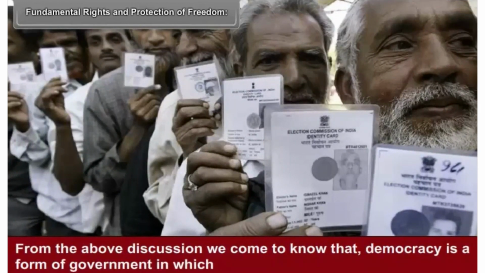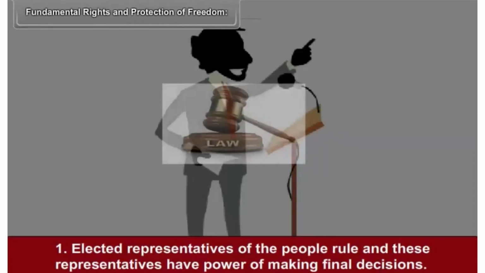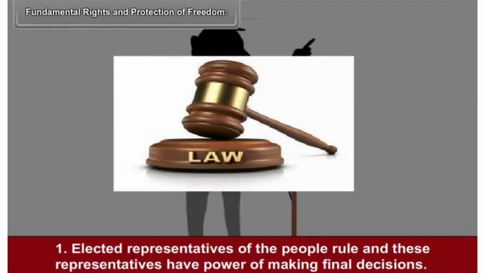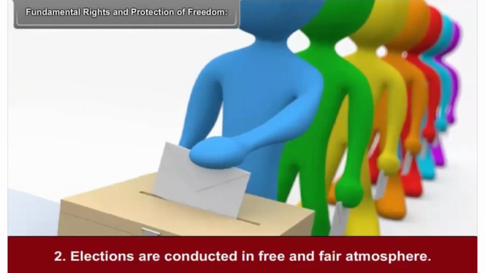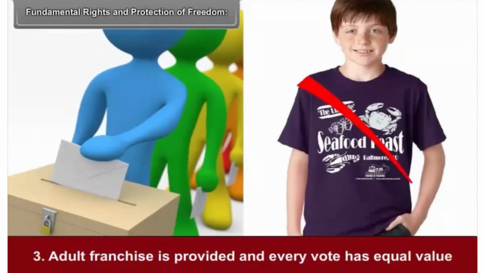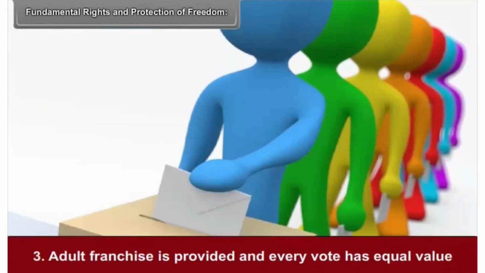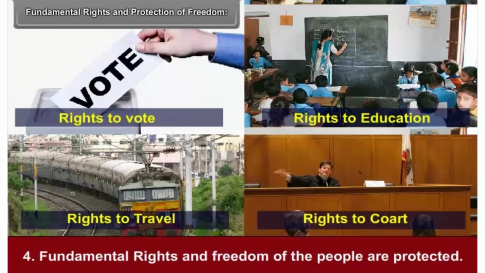From the above discussion, we come to know that democracy is a form of government in which, first, elected representatives of the people rule and these representatives have the power of making final decisions. Second, elections are conducted in a free and fair atmosphere. Third, adult franchise is provided and every vote has equal value. Fourth, fundamental rights and freedom of the people are protected.